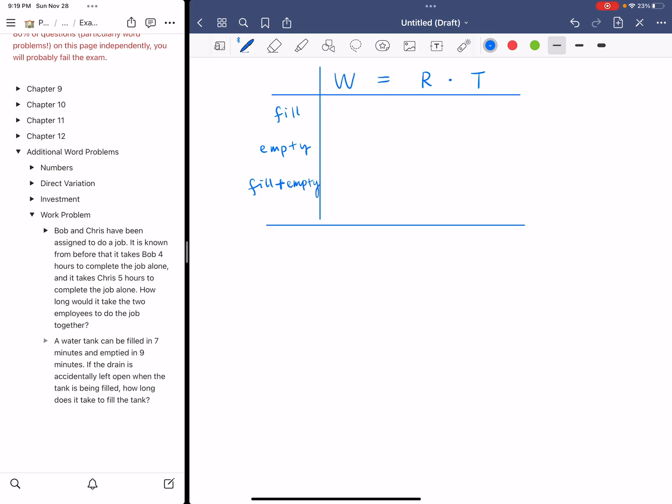So let's figure out each situation. The tank can be filled in 7 minutes. You're filling a tank, so your work will be 1. The time is 7 minutes. So according to the calculation, 1 equals 1 over 7 times 7. So that would be the rate of filling, 1 over 7.